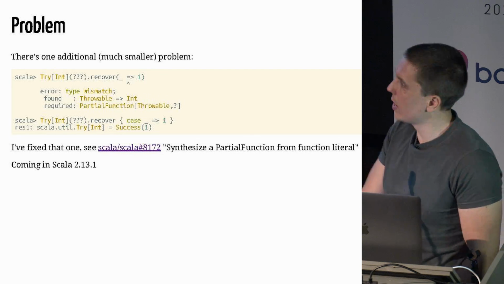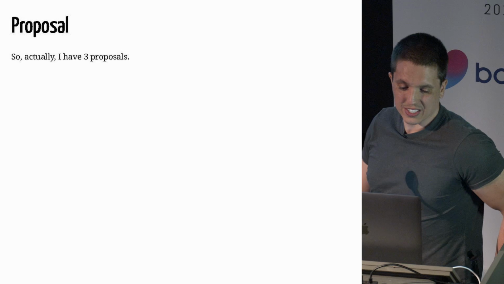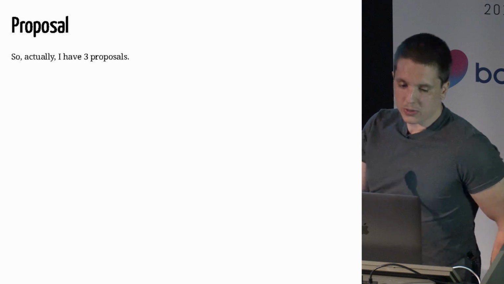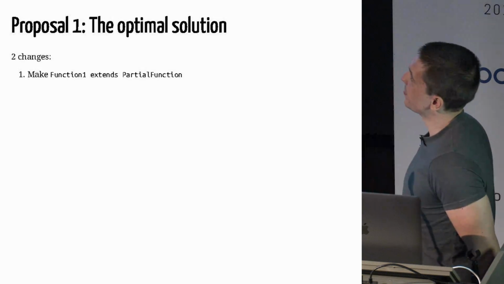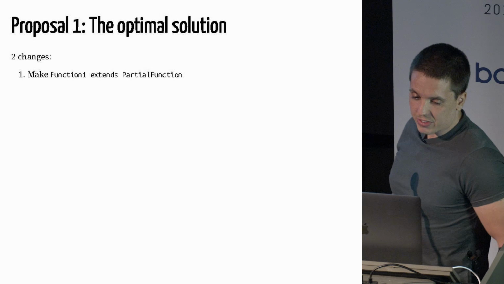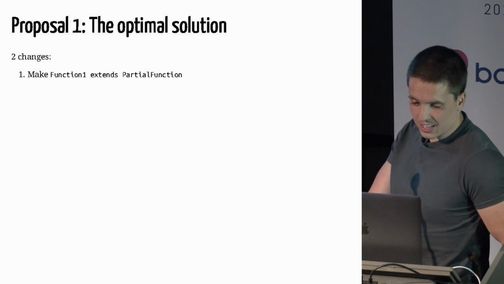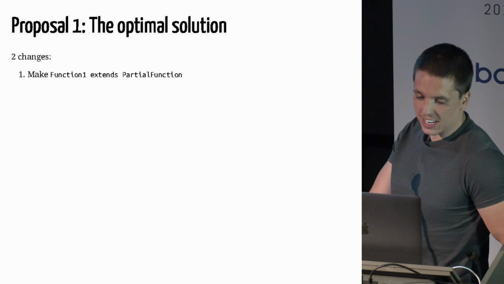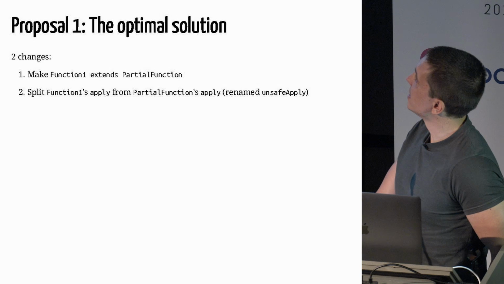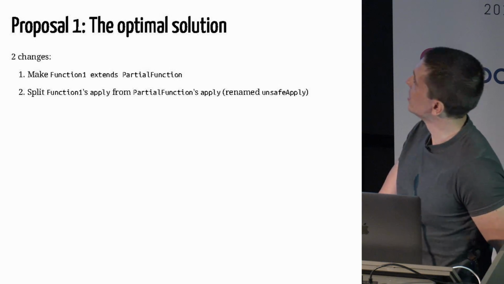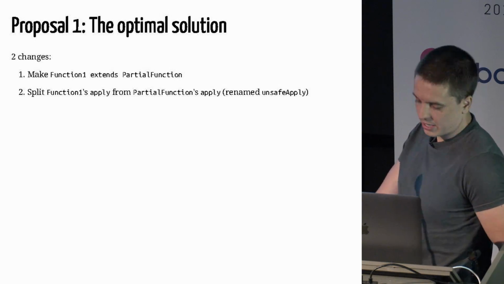So proposal. I actually have 3 proposals. This is the good part. The first one is the optimal solution. There are 2 changes. The first one is we make function one extend partial function like God intended. And the second one is we split the 2 applies. They are different things. They are different functions. They should have different names.